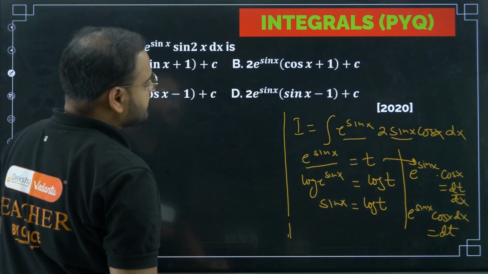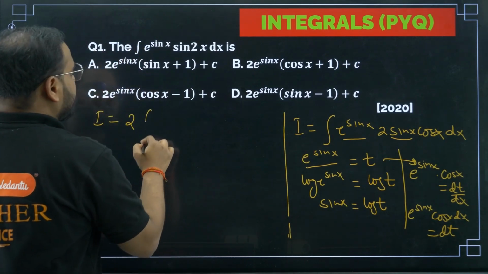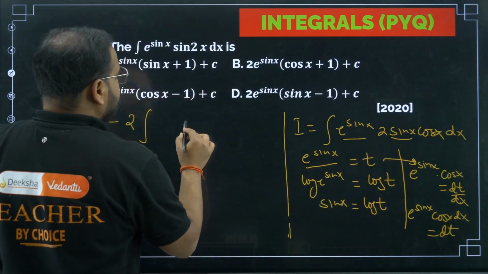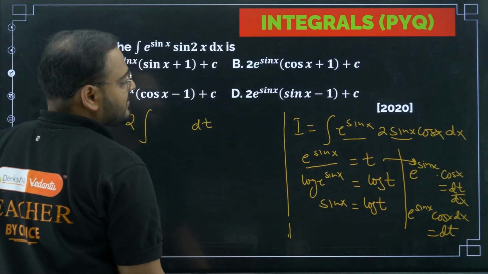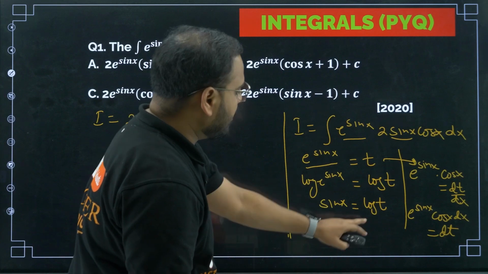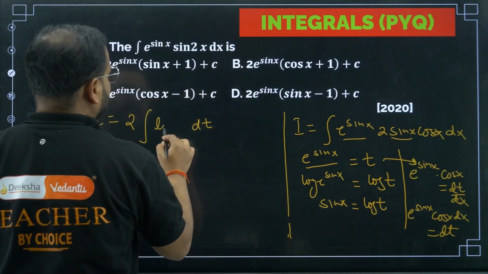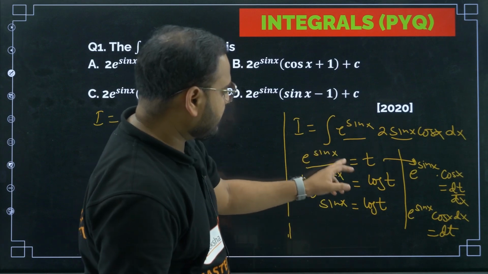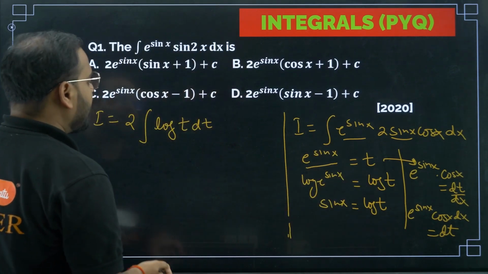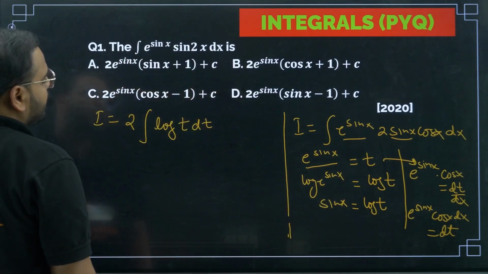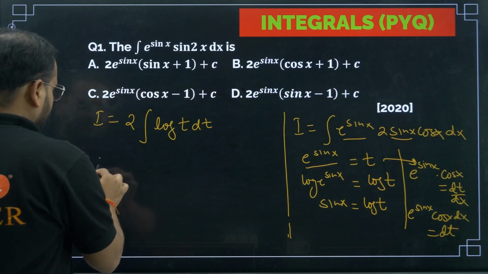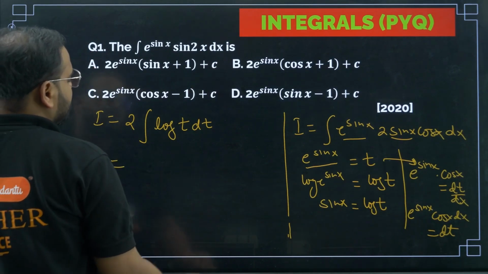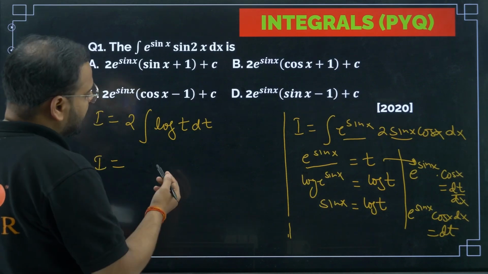I can take the 2 constant outside, and e^(sin x) cos x dx will become simply dt, and the sin x will become log t. Correct? Sin x will become log t. Now, how to integrate this? What is the integration of log t? We can apply integration by parts here.